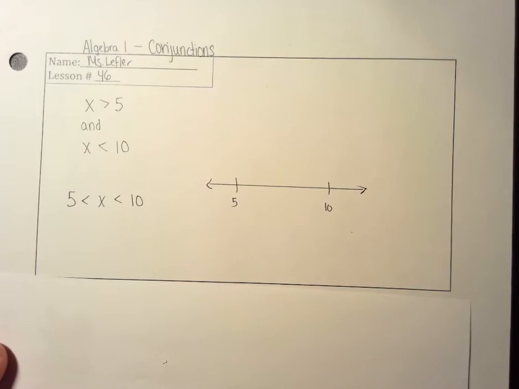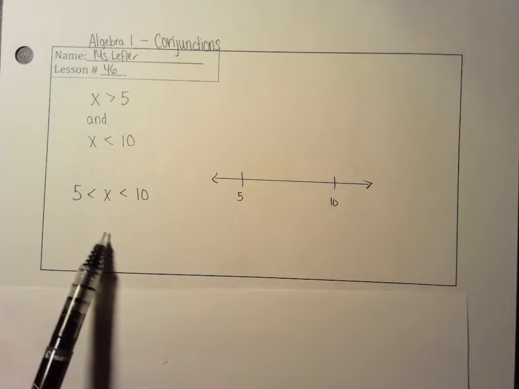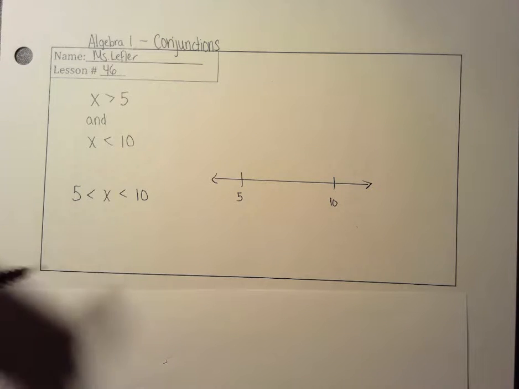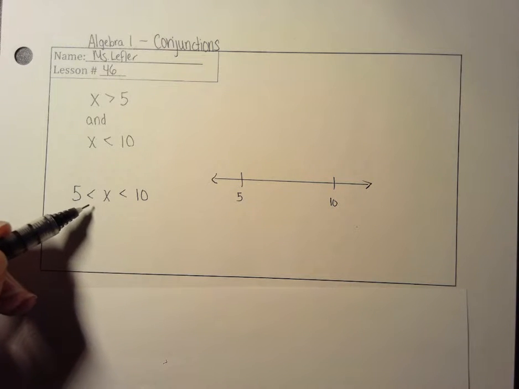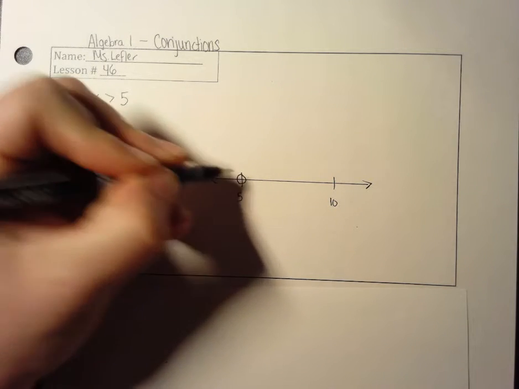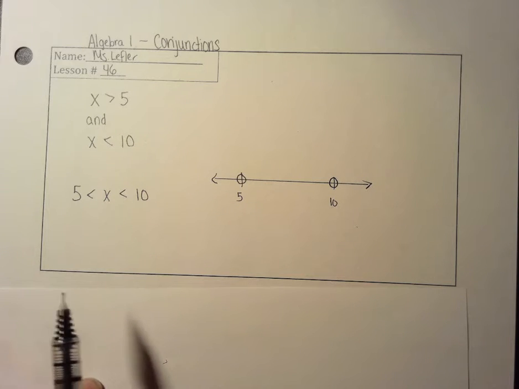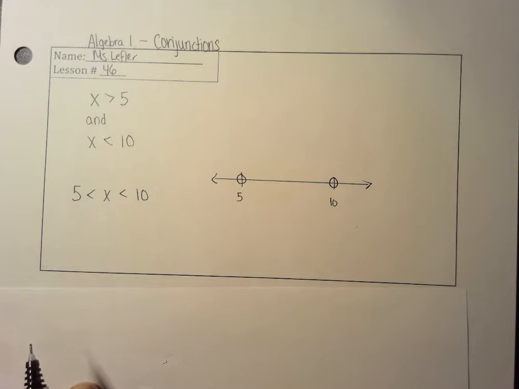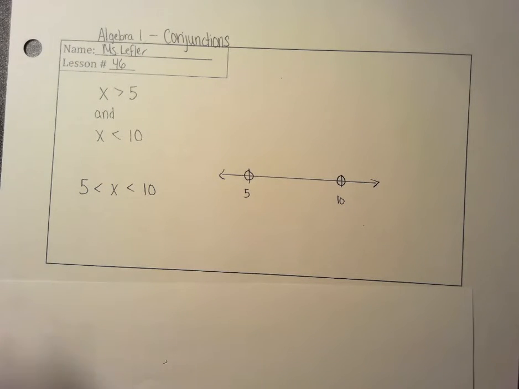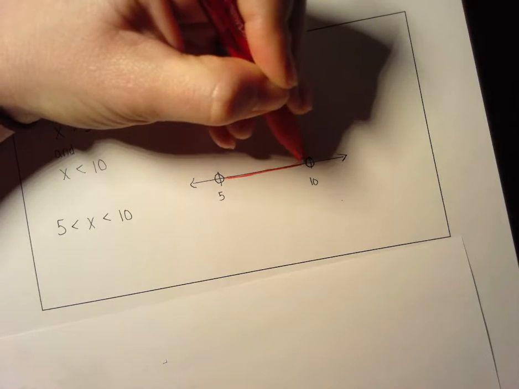And I want to indicate that the solution to this conjunction inequality is all of the numbers in between 5 and 10. And since there's no line under these inequality symbols, I'm going to leave an open circle because my solution does not include 5 and 10, but instead includes all of the numbers in between 5 and 10. And so in order to show that, I would shade in between 5 and 10.